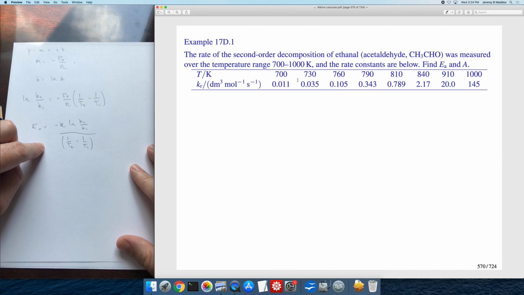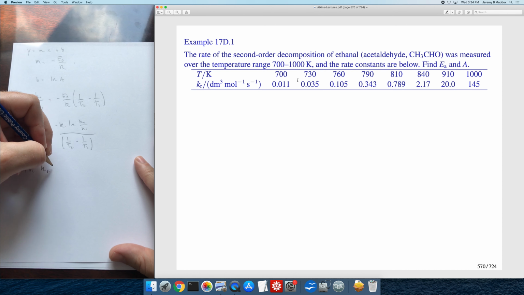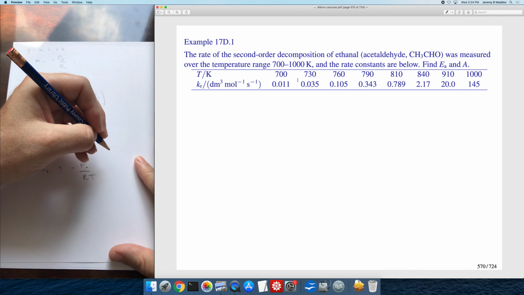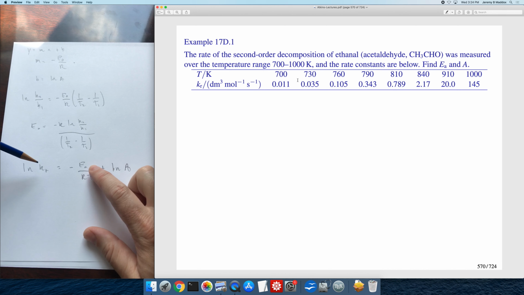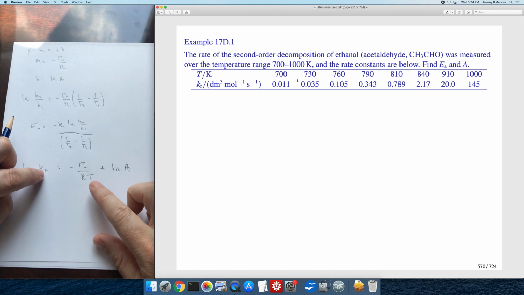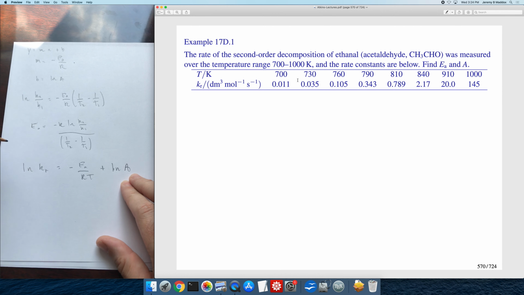To then go back and get the pre-exponential factor, you would then use the linear form. You could then take the activation energy that you found here and then take any single point in the data set, plug in the values for k and T, and then find the natural log of A using that approach. So that'll work to get the pre-exponential factor.